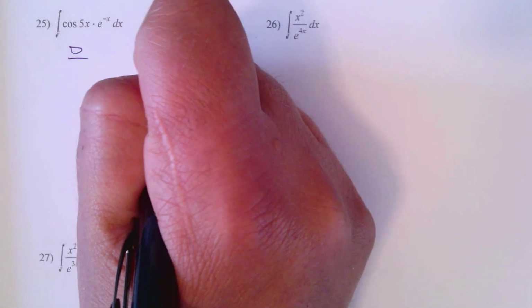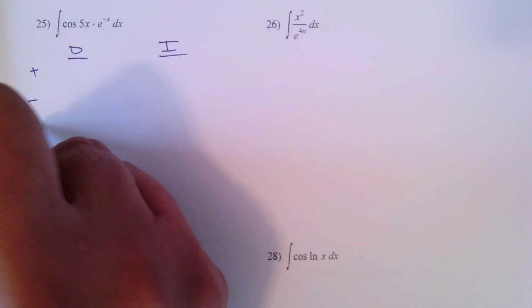All right, 25. Integral of cosine of 5x times e to negative x. So this one, again, is kind of interesting. So we're going to set up our columns here, our table: D, I, and plus, minus, plus, minus.